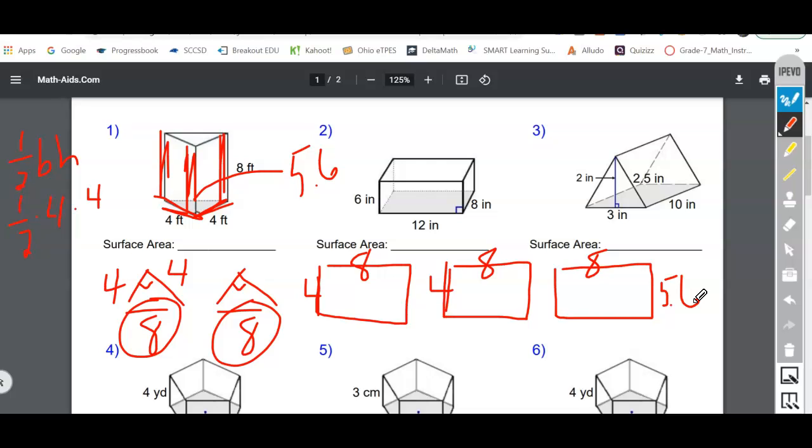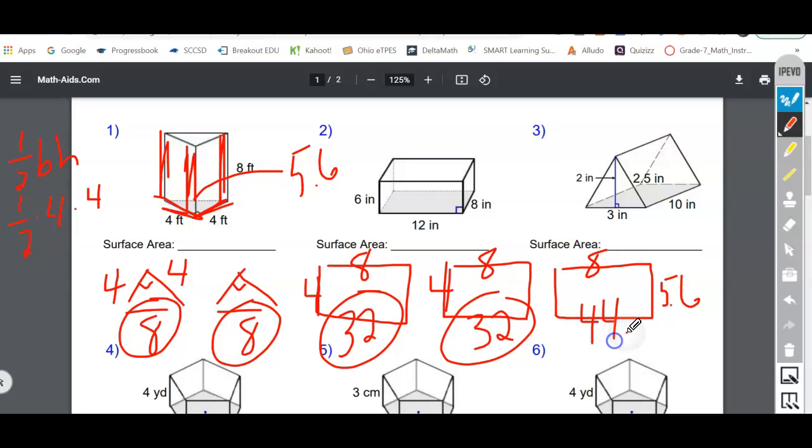Now you multiply. We multiply length times width on each of those. So 8 times 4 is 32. Well, we know this one's going to be the same. And then the last one, 8 times 5.6 is? Okay, so now surface area, I got to put these all together. So I got to add all of those up, and that will be my final answer. That's all the work for question number 1.